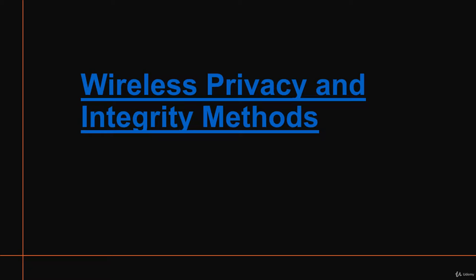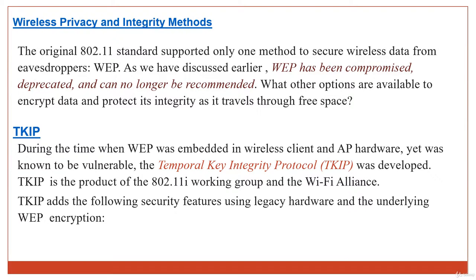Since we understand the authentication methods, now let's understand the integrity methods as well. So we have wireless privacy and integrity methods. Starting with WEP, we know that WEP has been compromised and it's no longer in use, meaning it's not recommended. At the same time, with the same hardware that WEP was using, TKIP evolved. TKIP is nothing but the Temporal Key Integrity Protocol. If you see the difference between WEP and TKIP, you will find that TKIP has a better algorithm, higher bit encryption, and it is actually much more secure than WEP.